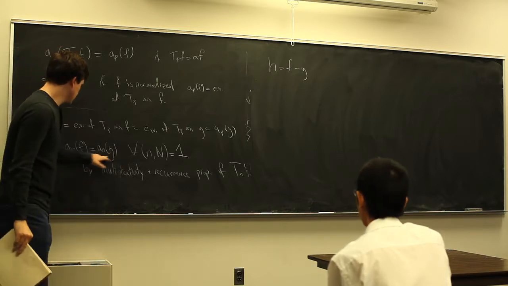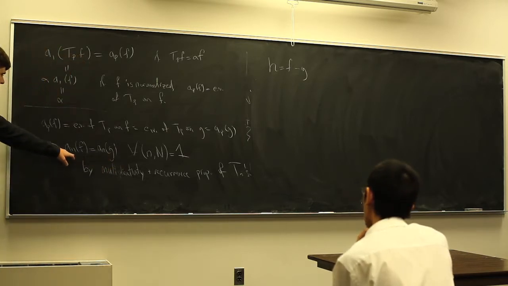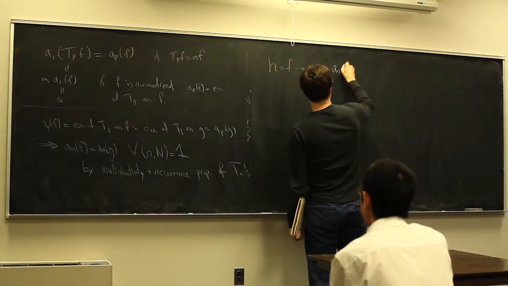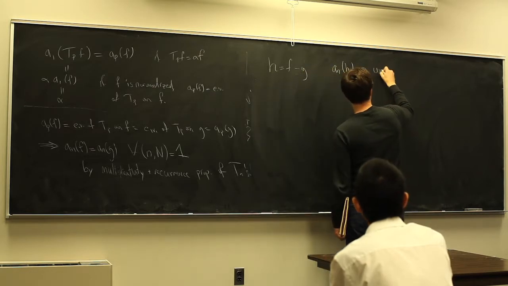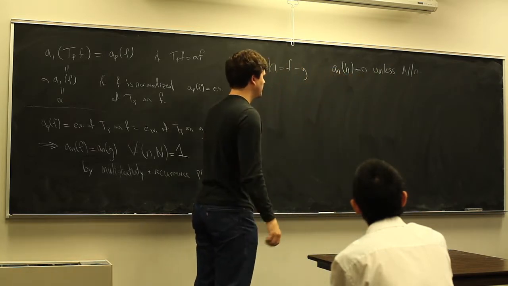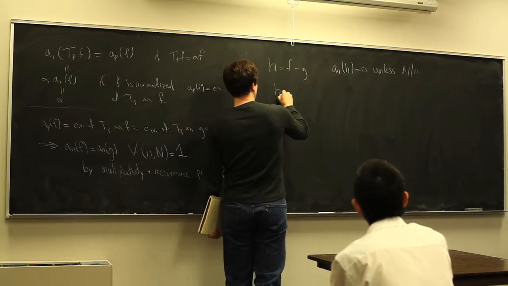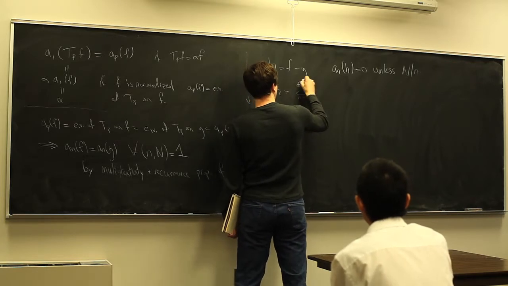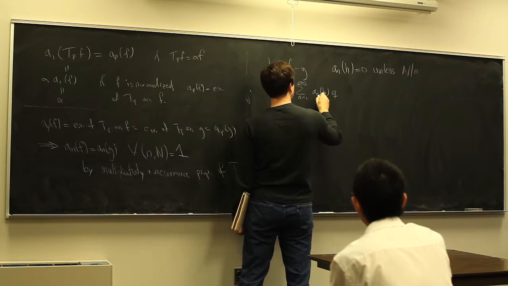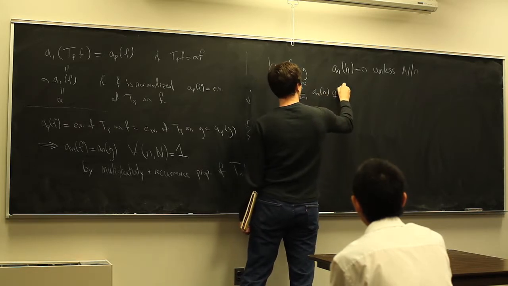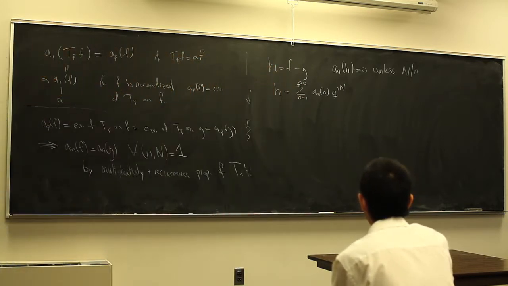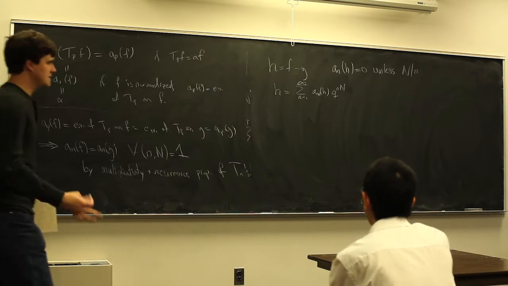Then this thing here is saying that all these a_n of h vanish for n coprime to N. So a_n of h equals 0 unless big N divides little n. So in other words, h is some sum like this. I can write it like this. So you only get q to the capital N's showing up. And so that means that h has an additional invariance.